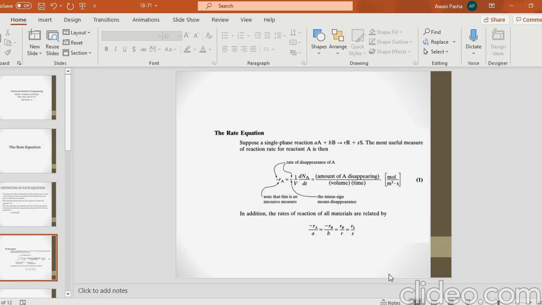In addition, the rates of reaction of all materials are related by: negative rA over a equals negative rB over b equals rR over r equals rS over s. We put a negative sign with rA and rB because the quantity of reactants A and B is decreasing, and the quantity of R and S, which are the products, is increasing.